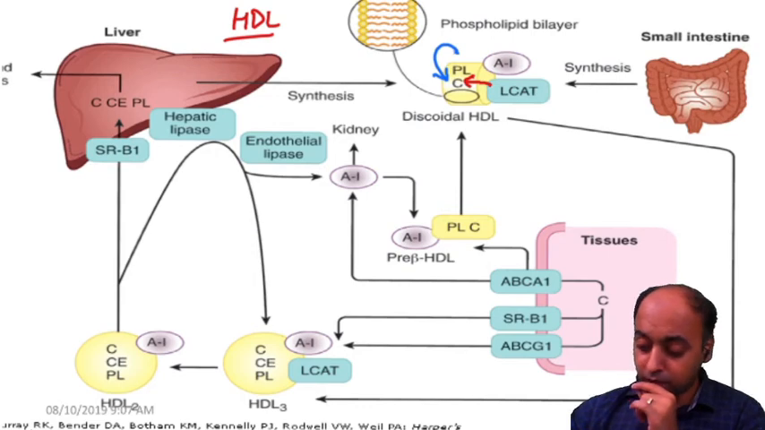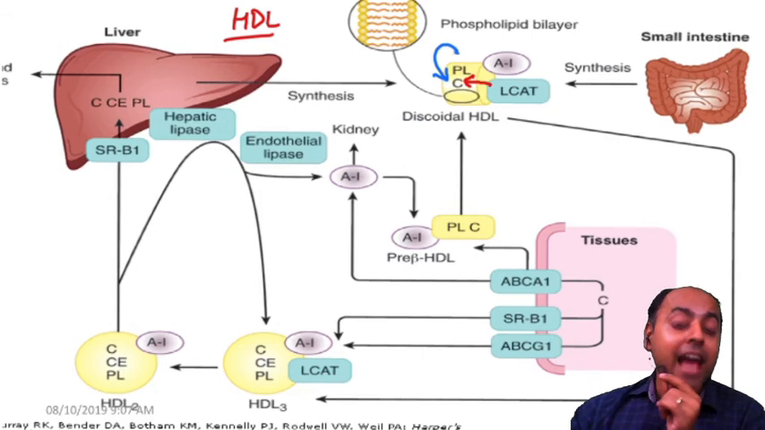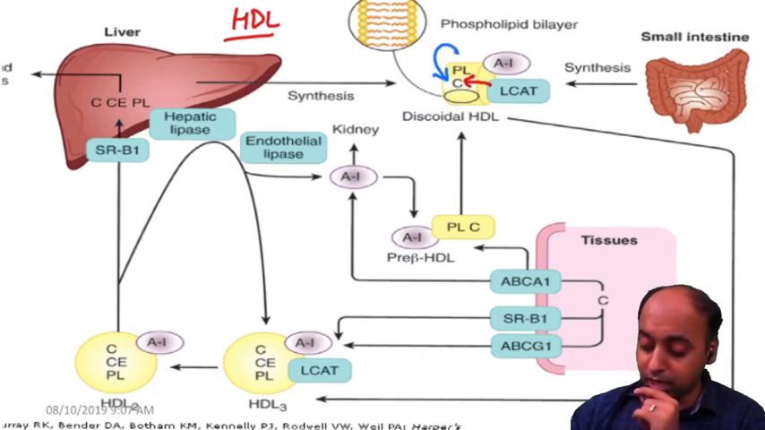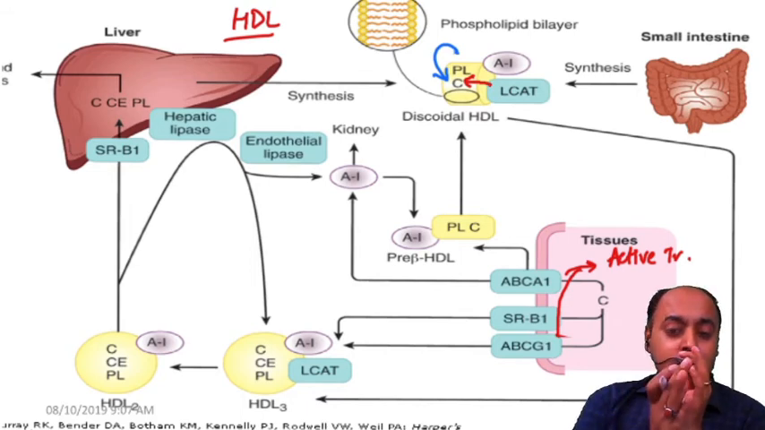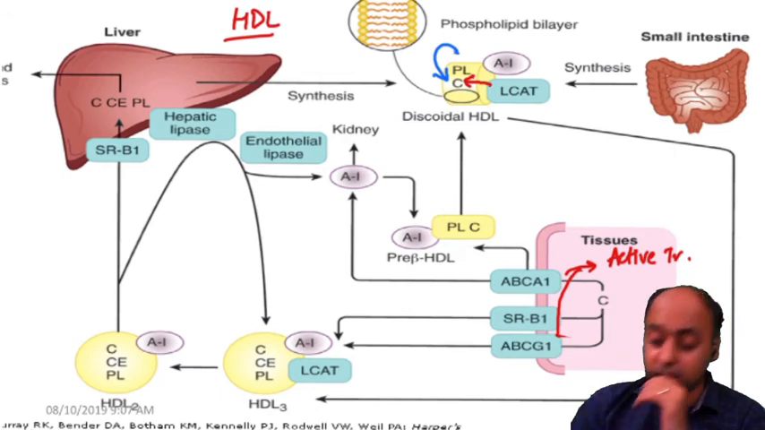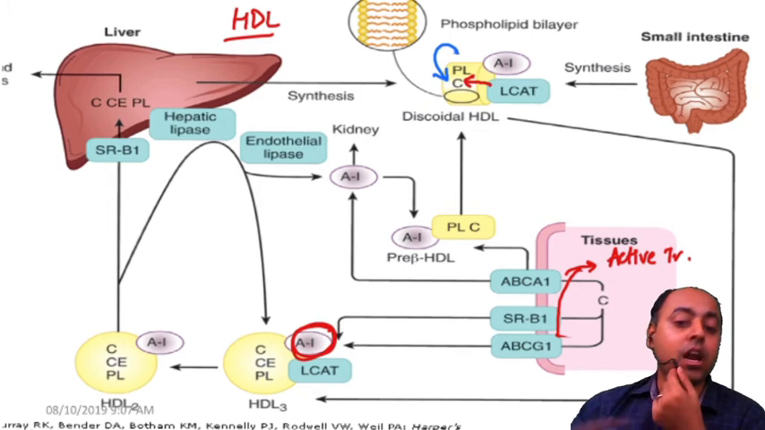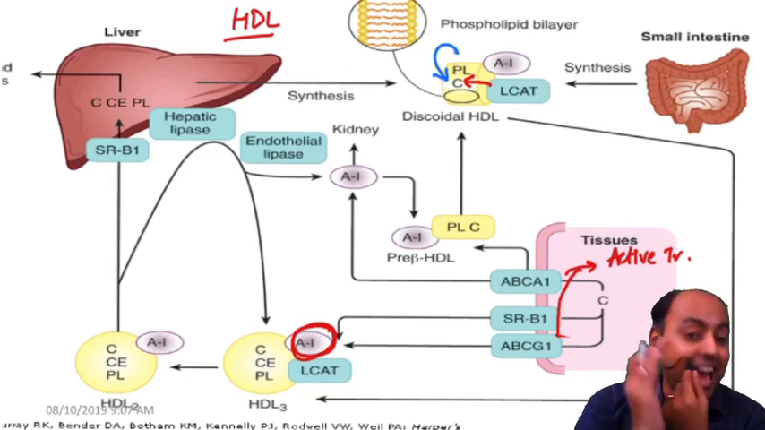In addition, ABCA1 and ABCG1, these are active transporters. Same for ABCG1. They are active transporters. They will transport the cholesterol in a particular direction. What is that direction? They transport the cholesterol towards ApoA1. The ABCA1 and ABCG1 will transport cholesterol towards ApoA1 in an active manner.